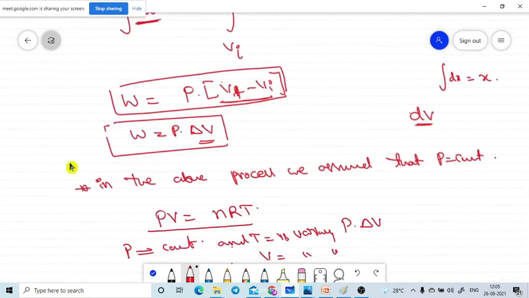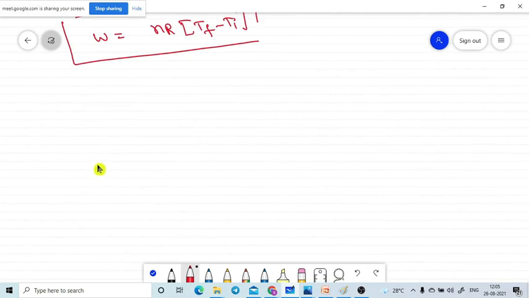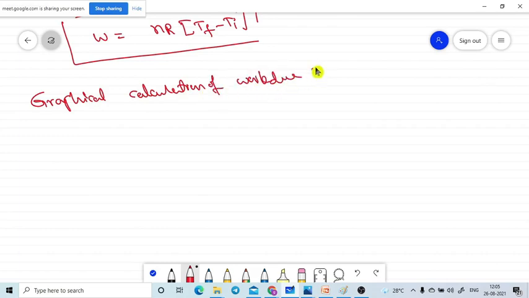Now we are going to one more important topic: the graphical calculation of work done in the thermodynamic system.